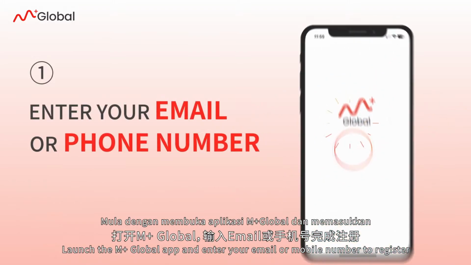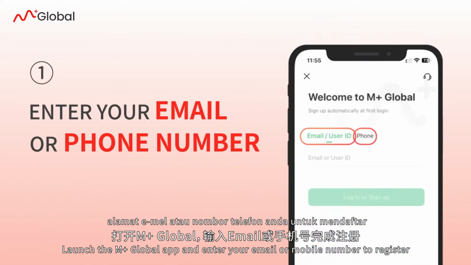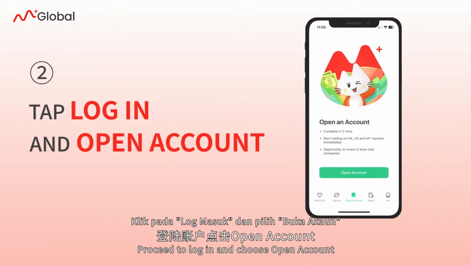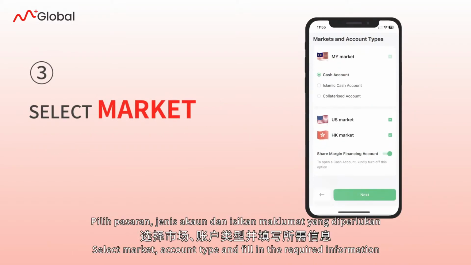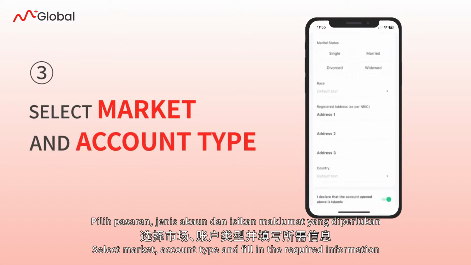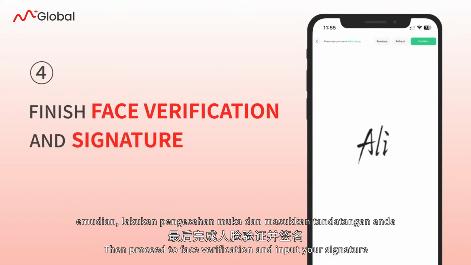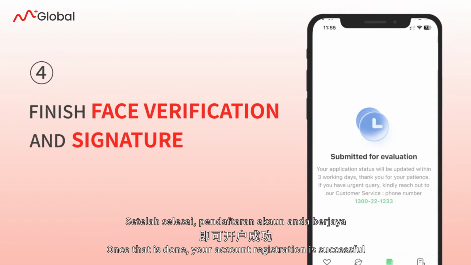Launch the M+ Global app and enter your email or mobile number to register. Proceed to log in and choose Open Account. Select Market, Account Type, and fill in the required information. Then proceed to face verification and input your signature. Once that is done, your account registration is successful.